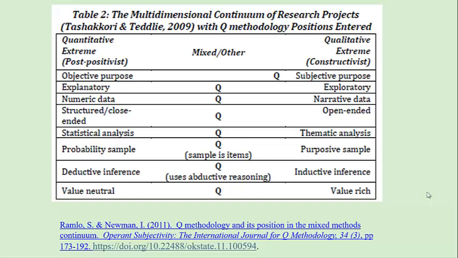So this is the continuum from Tashakkori and Teddlie's book on mixed methods from 2009. And we see that Q is constantly in the middle. Its purpose is to objectively measure subjectivity. But it has a very subjective purpose, and then everything else: we want to explain, but it's also exploratory. We have numerical data, but we also end up with narrative data. It's structured, yet it's open-ended. So our Q just goes down the center, literally in the middle of the qualitative-quantitative continuum.